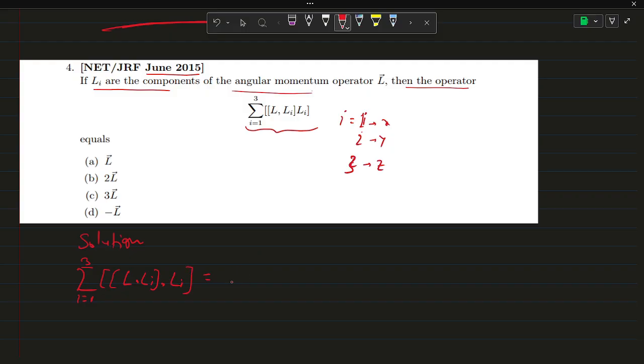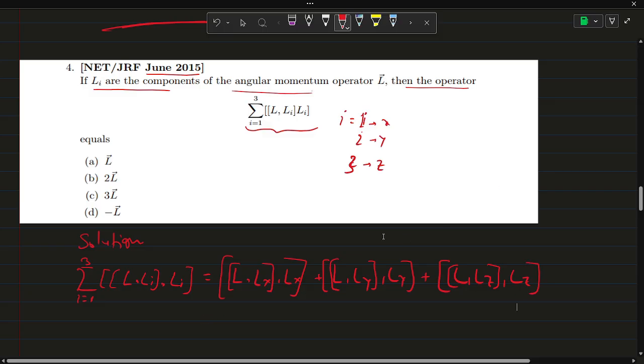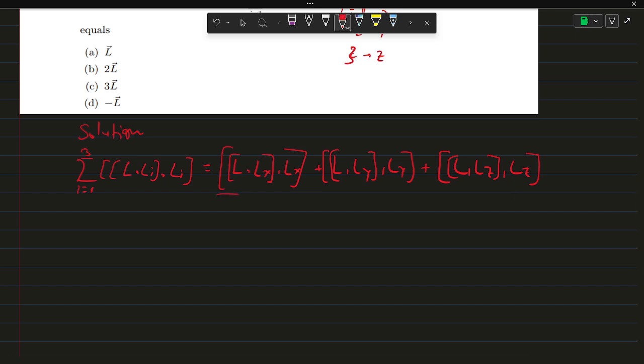So expanding it, we can get Lx plus Ly plus Lz. So first, all terms are similar, we can see. So if we find the first term, we can similarly, analogically, produce the second term and third term. So just focus on the first term.